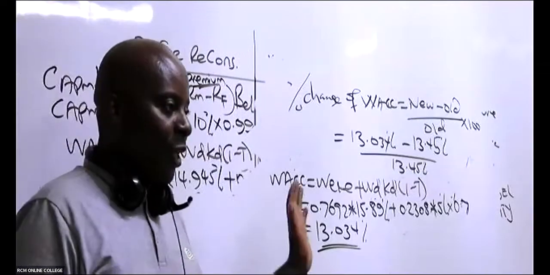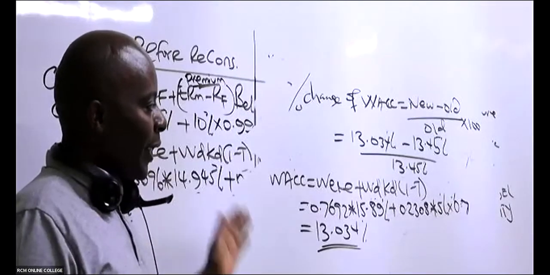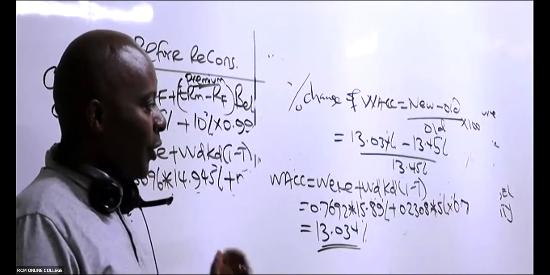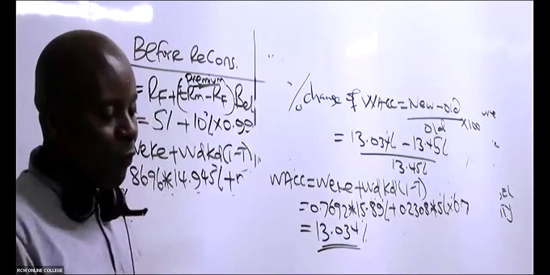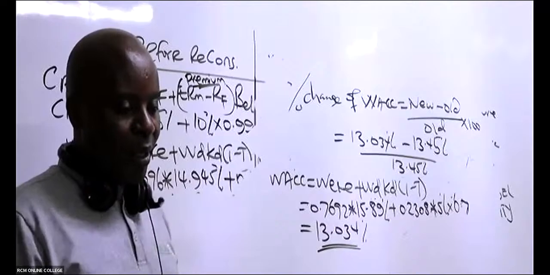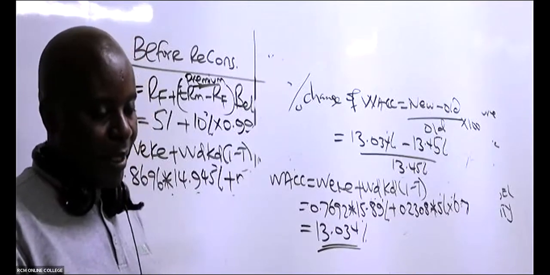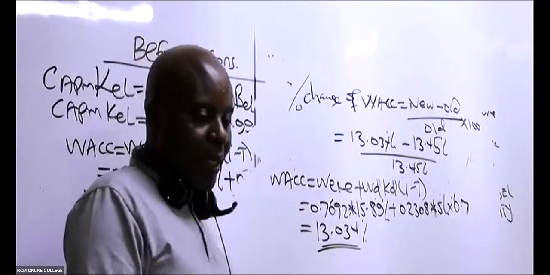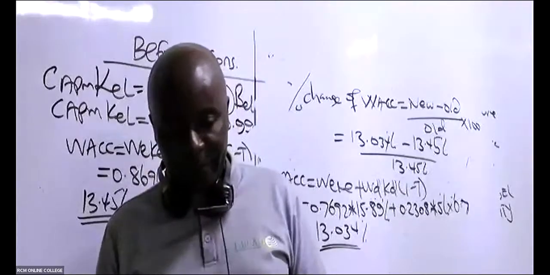So if I were you, I would forget all the percentages: 13.034 minus 13.45 equals whatever answer I get, I divide by 13.45 equals. I get 0 point something, then I say times 100. So what answer am I getting at the end of the day?